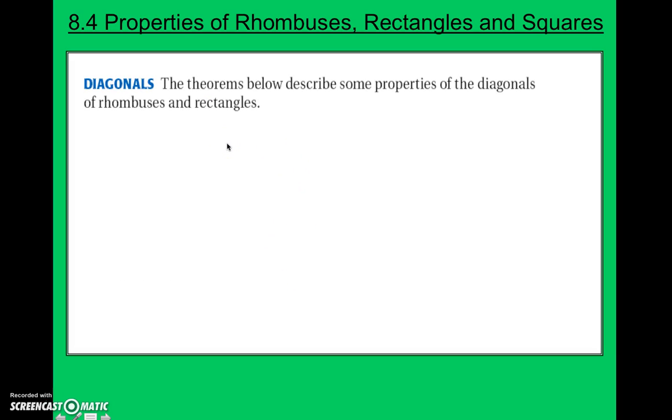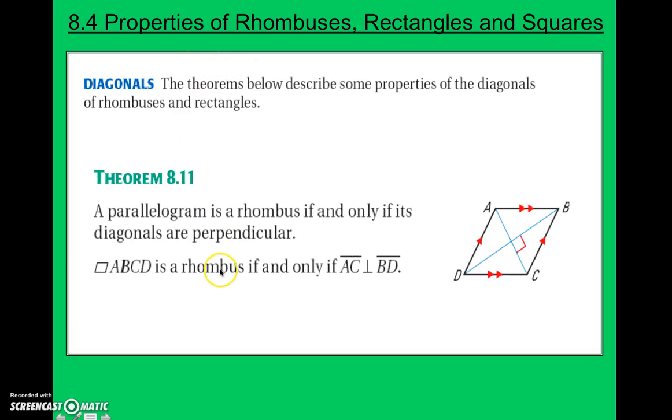We've seen some information about diagonals of parallelograms. Now we're going to talk about these special quadrilaterals and parallelograms and their diagonals. A parallelogram is a rhombus if and only if its diagonals are perpendicular. Something important to note is that these diagonals are perpendicular, meet at a right angle. Notice this notation. We're talking about segment AC perpendicular to segment BD.